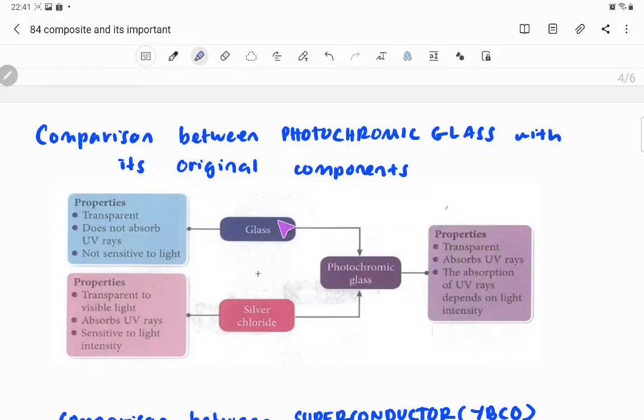So by combining glass and silver chloride, we will get the photochromic glass, where the properties was enhanced, which is transparent. Okay, photochromic glass can absorb UV rays. The absorption of UV rays depend on light intensity. So maksudnya semakin tinggi dia punya intensity, okay, cermin tu dia akan menjadi semakin gelap lah. Okay, semakin banyak UV rays yang akan diabsorb. Alright, so that is the comparison between the photochromic glass with its original component.